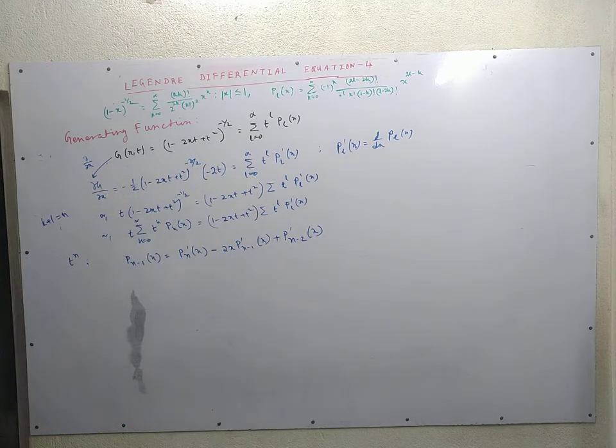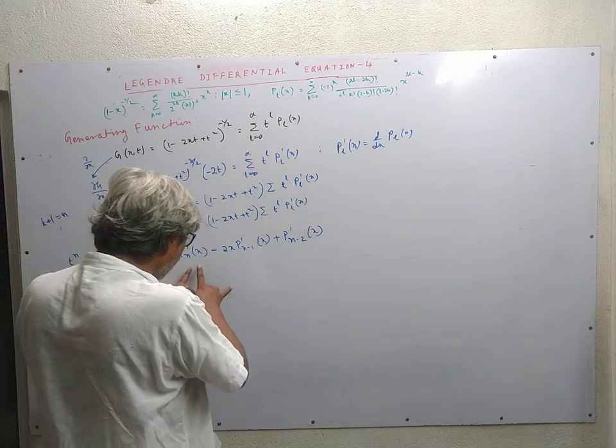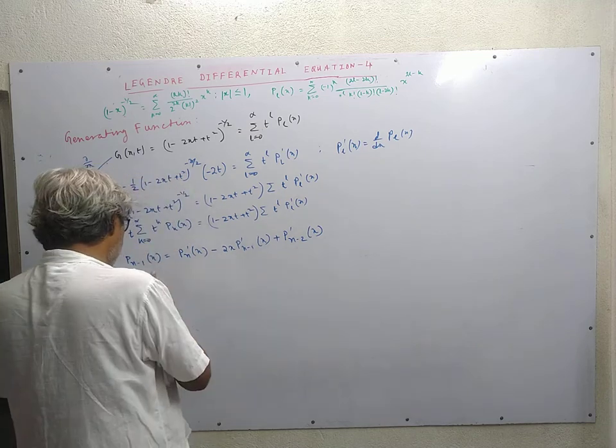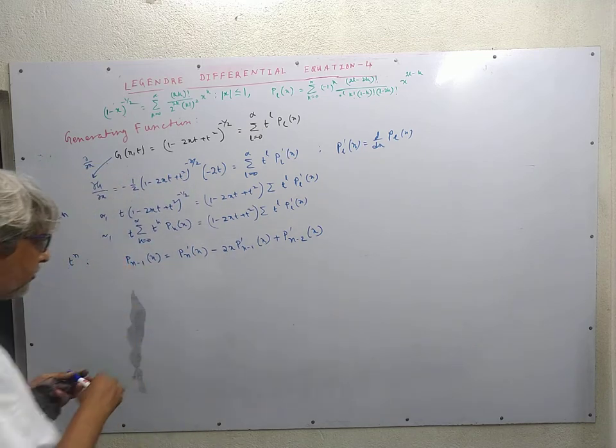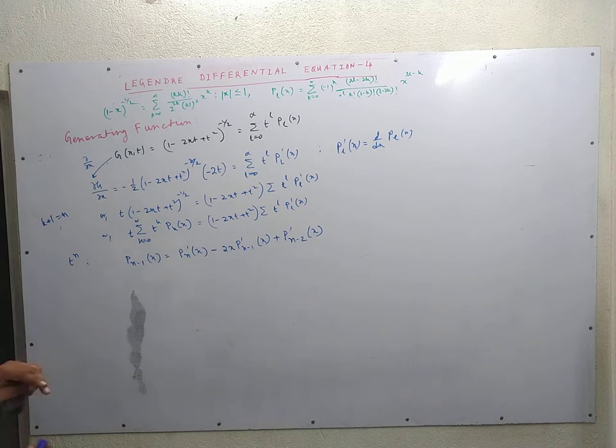This is the second basic recurrence relation that is obtained by differentiating the generating function partially with respect to x. This gives you the value of the derivative of the Legendre polynomial in terms of the Legendre polynomial itself. These are the two basic relations which can be used suitably to find other recurrence relations.